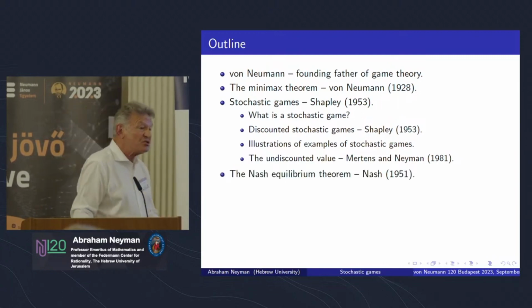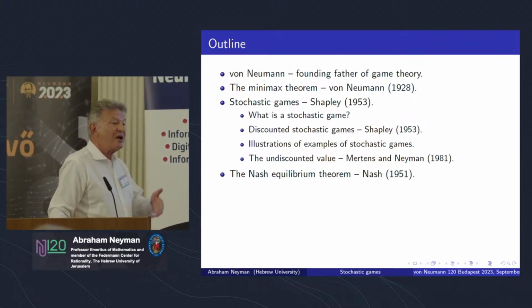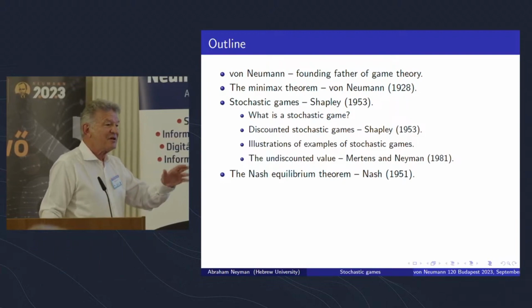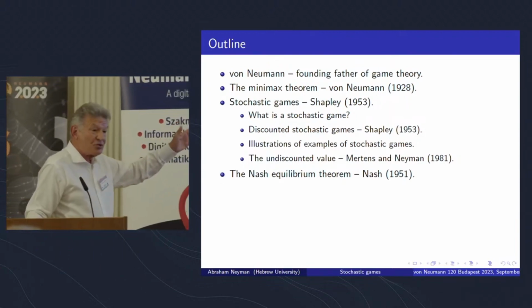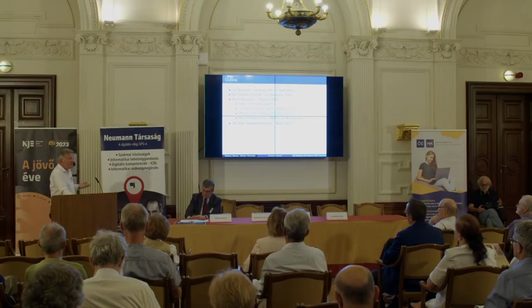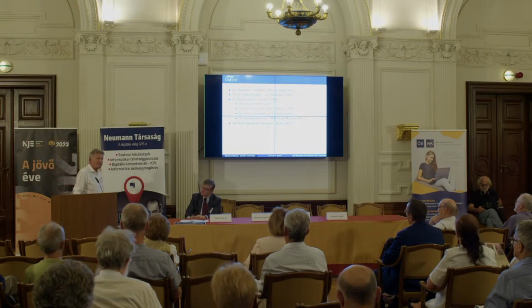Then we will switch to the Nash equilibrium theorem, Nash '51. A theorem, a very short paper, a masterpiece. Nash got the Nobel Prize in economics essentially for this paper. There is almost no paper in economic theory nowadays that doesn't use the concept of the Nash equilibrium theorem.